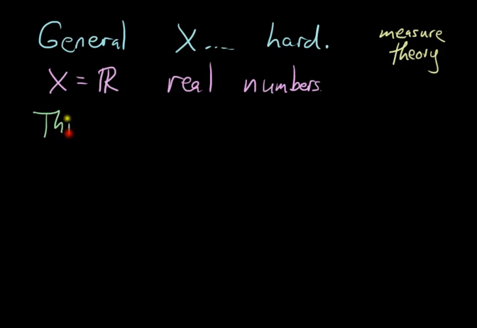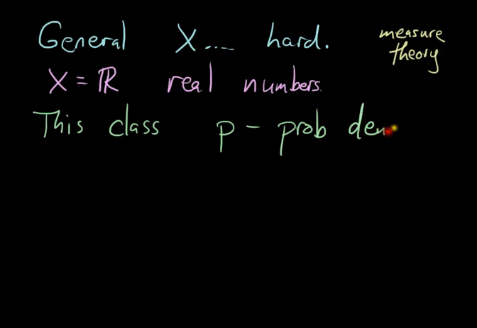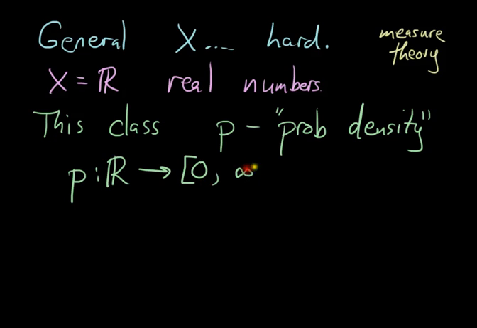So for this class, again, X is always going to be the real numbers. And instead of actually having a probability distribution, we're going to work with something called a probability density. It's kind of like what we had before: a probability density is going to be a function on R. This time it doesn't have to go to numbers between 0 and 1, it just has to go to positive numbers.